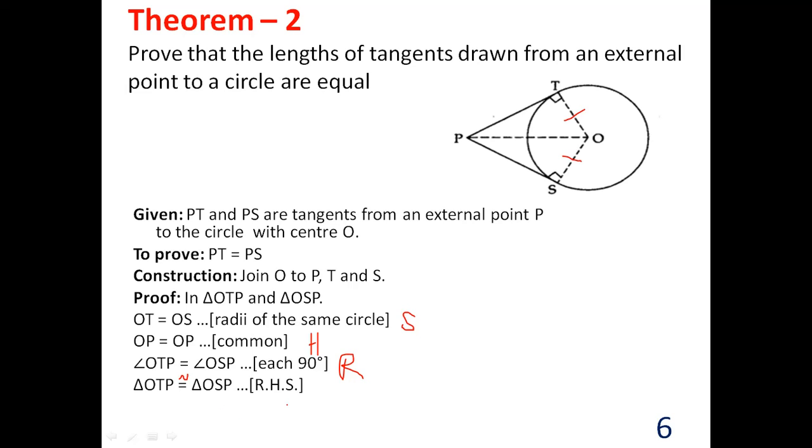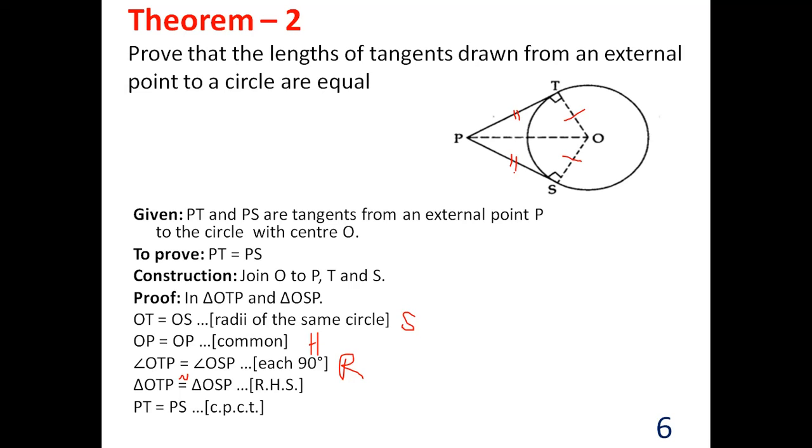Next, automatically the proof follows here. What is that? These PT and PS are the corresponding sides of congruent triangles, therefore they are equal. Got it?